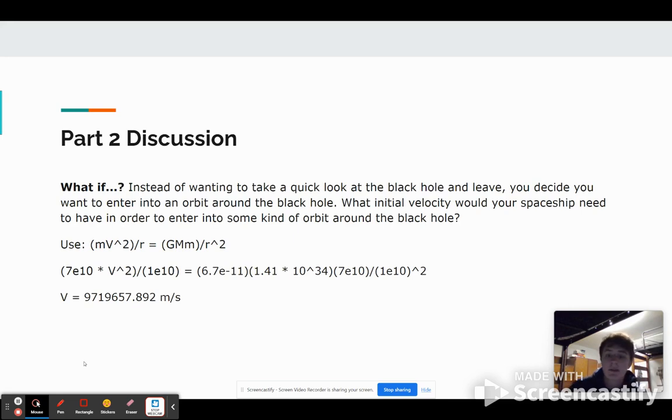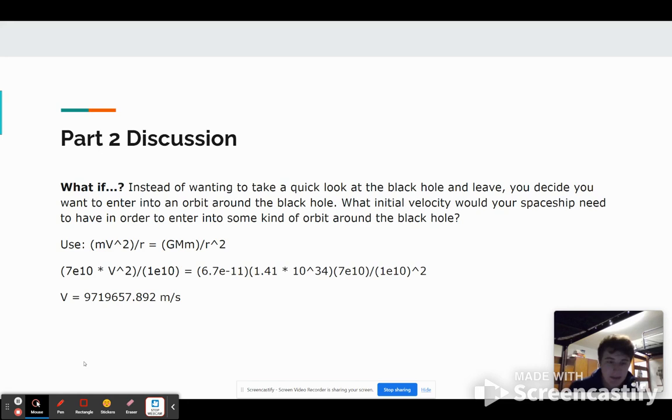Discussion: if we want the rocket to continue to stay in orbit, then we need to set the velocity. We need to set the perpendicular force of the rotational motion, which is defined as mv squared over r, equal to the gravitational force, because if those two things equal each other throughout the entirety of the flight, it won't get pulled inward toward the black hole. It will continue to rotate around the outside.